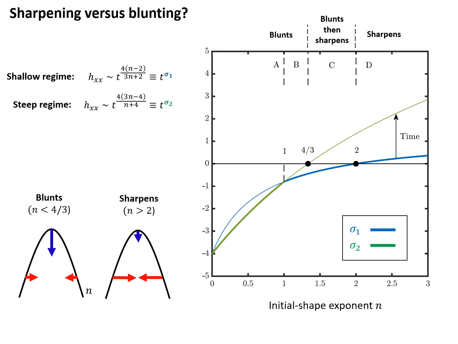What this shows is there are four different situations, labeled A, B, C, and D. In cases A and B, both of the exponents are negative, and so the body will blunt for all times. There's a difference between A and B in the order in which the two regimes apply. In case C, the body will initially blunt, but then it will sharpen at late times. So there's an interesting transition there for those intermediate cases. And in case D, the body will sharpen for all time. So what this is showing is that there is a possibility for a body to either blunt or sharpen.